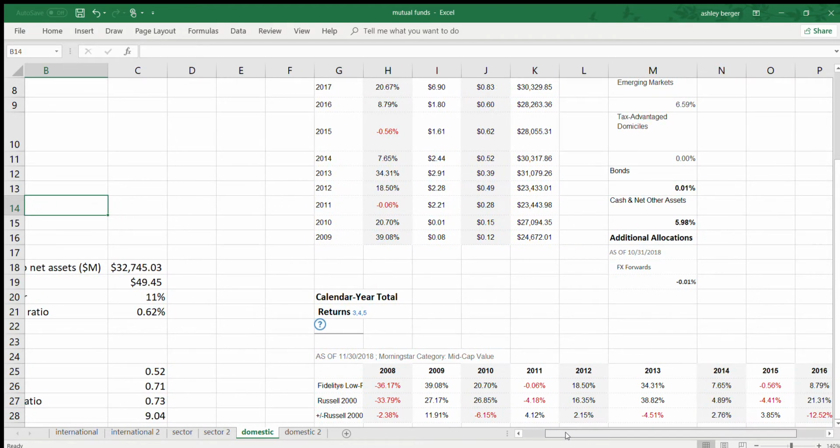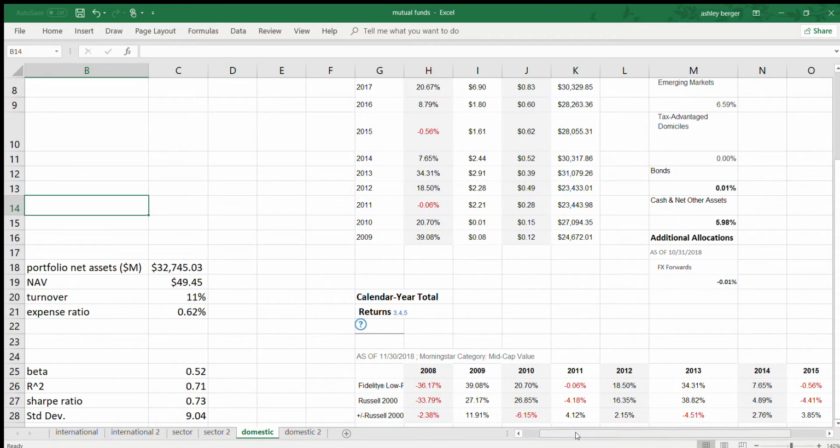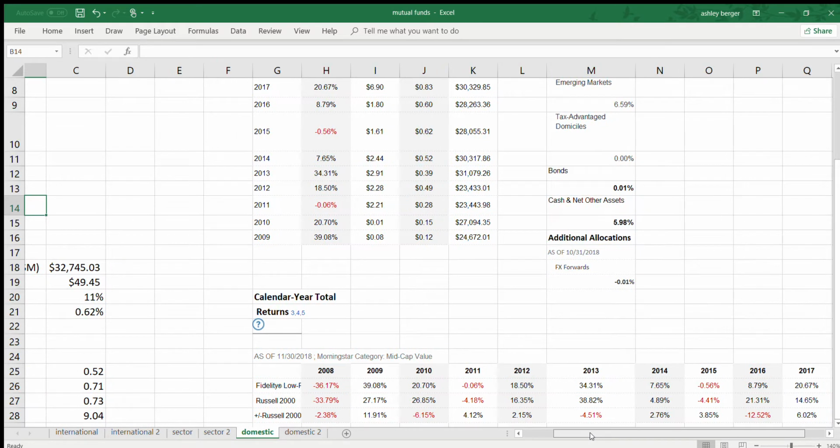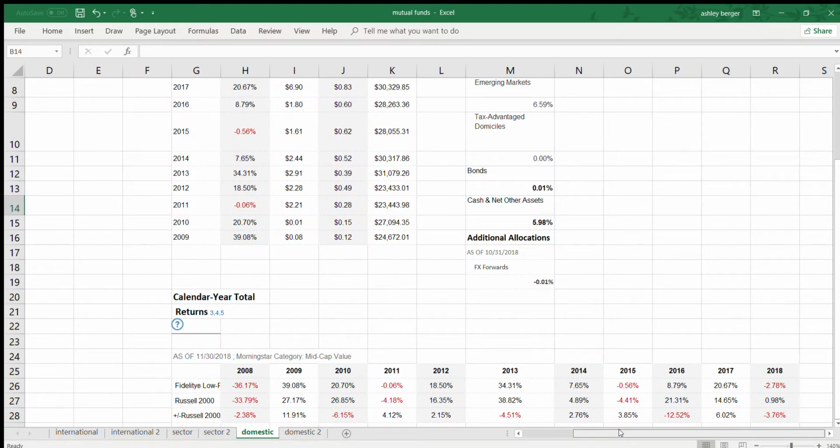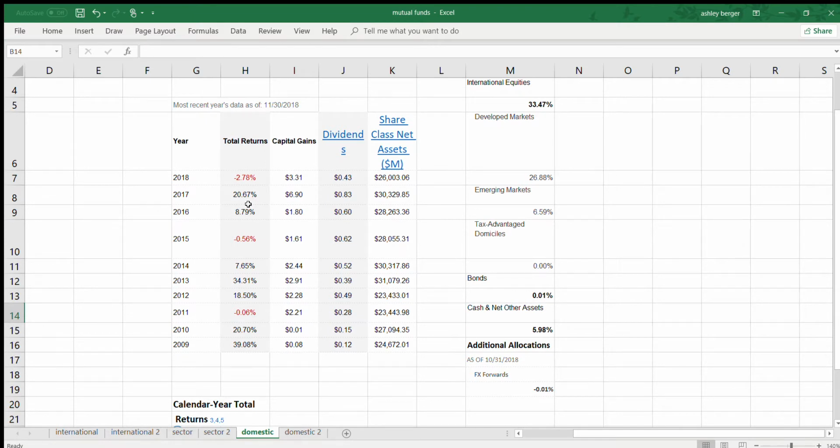Since this one is a larger domestic fund, it is compared to the Russell 2000 for its benchmark, and it looks like in 2017 it did outperform the Russell 2000. However, in 2016 it underperformed. In 2017, there were total returns of 20.67%, with capital gains of $6.90 and dividends of 83 cents, which again is, if I'm not mistaken, one of the higher ones we've seen so far.